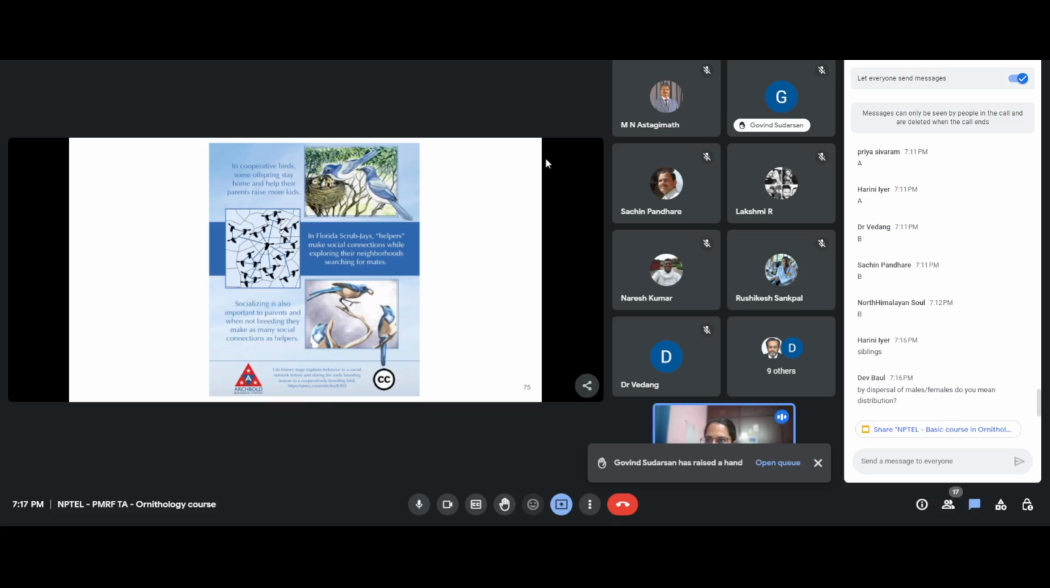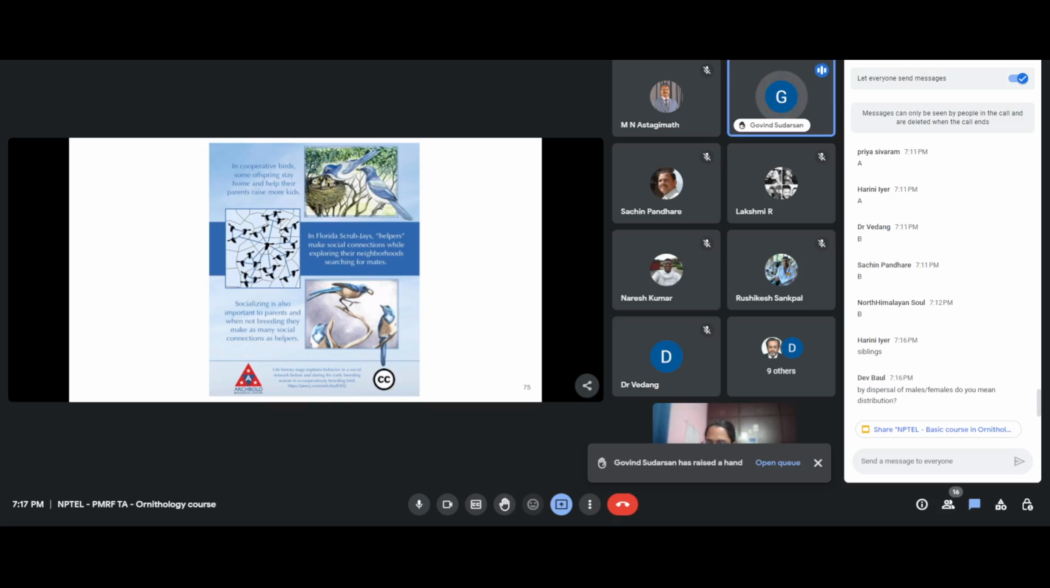So dispersal of males and females, do you mean distribution? Distribution, yeah, sure, you can take that. Dispersal means basically they are leaving their natal territory to set up a territory of their own, right? Do you have any ideas of how males and females disperse from their natal territory to set up their own territories? Any idea? It's a general trend in birds, or at least in passeriforms. Govind, do you have any idea on the dispersal of males and females?